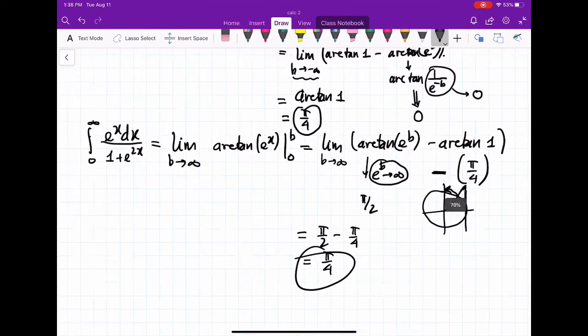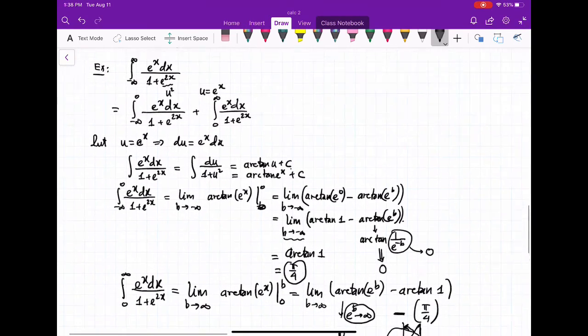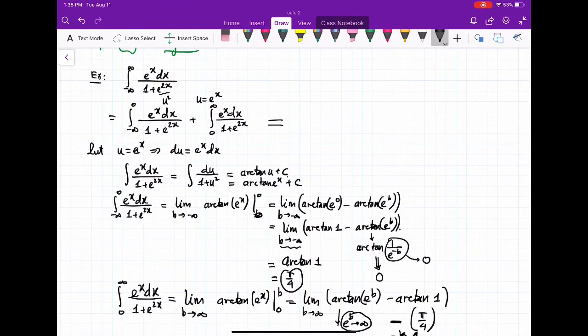So you have two integrals, right? Each of them equals pi over 4. So the original equals pi over 4 plus pi over 4, which is pi over 2.